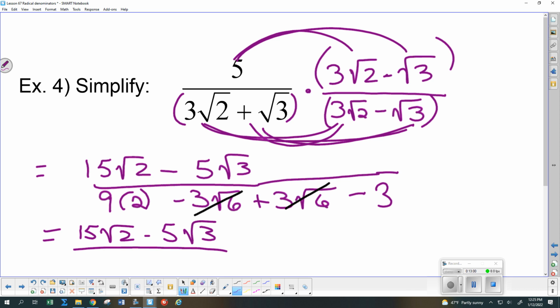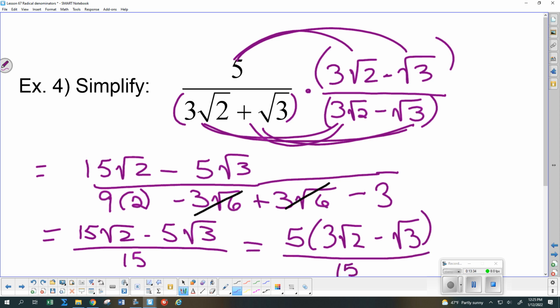And 18 minus 3 is how much, everyone? 15. Now, as you look at that, what do you notice? We aren't finished. Why not? What else can we still do on that? Why is that not my final answer? Why? Okay, everything is a multiple of 5. So let's factor a 5 out of the numerator, which leaves 3 root 2 minus root 3 over the 15.